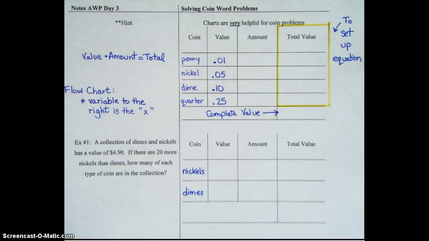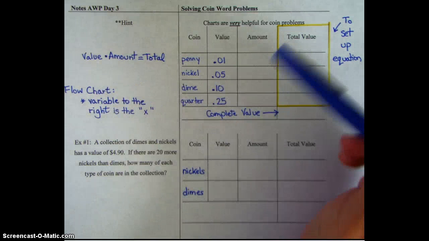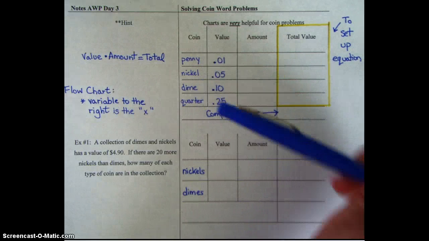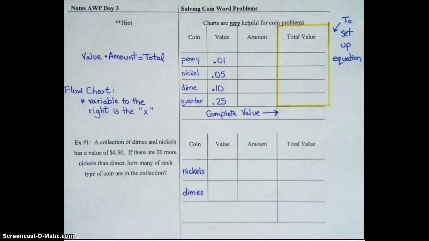Charts are very helpful for coin problems. You're not always going to have a full chart, but the worst case scenario is you would have pennies, nickels, dimes, and quarters. It's very important to have the decimal correct between pennies and dimes because it will affect your answer. Pennies in cents, written in dollars, are 0.01, whereas a dime is 0.10.